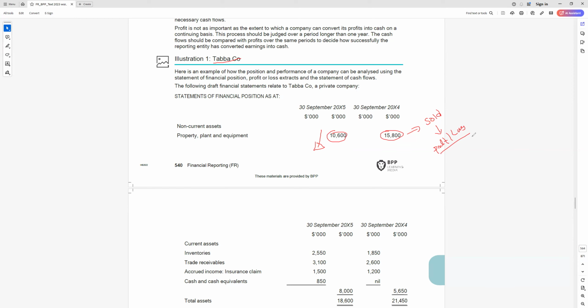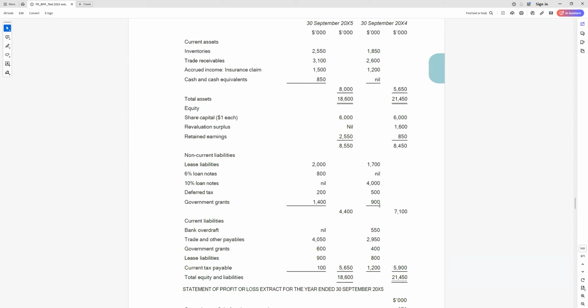The next point we have here, we're looking at the current assets, and we know the current assets are important because here we're looking at the changes of the working capital. So here we have the inventories. Inventories is increased. If it is increased, we know it is an outflow because we have purchased more inventory.